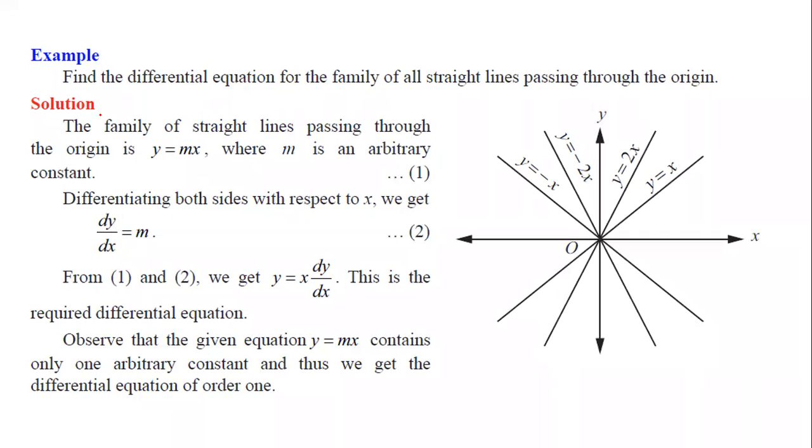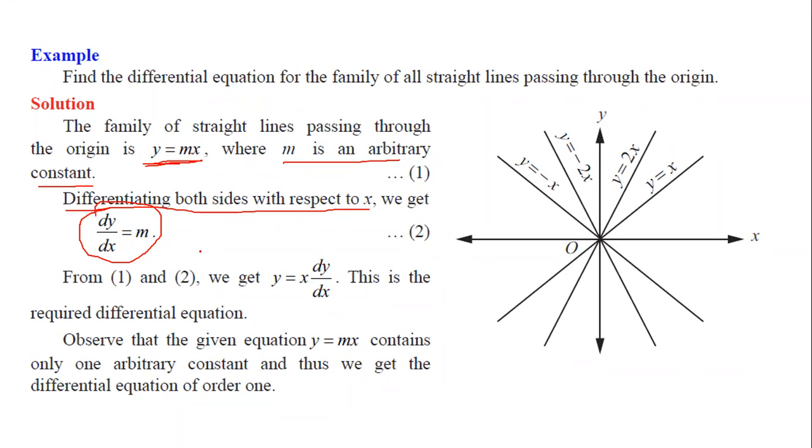So here, the family of straight lines passing through the origin is y equal to mx, where m is the arbitrary constant. Only one arbitrary constant is there. So what is the procedure here? You have to differentiate one time. Differentiating both sides with respect to x, you get dy by dx equal to m. This is the second equation.